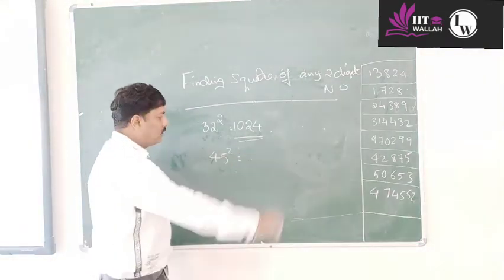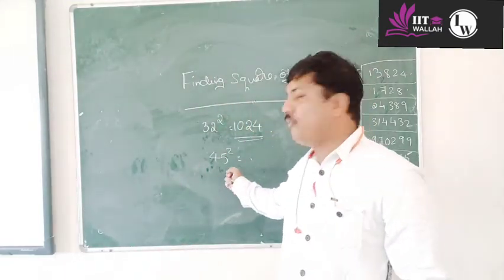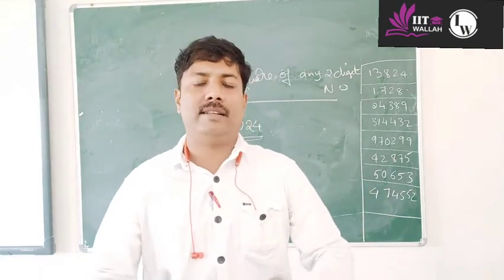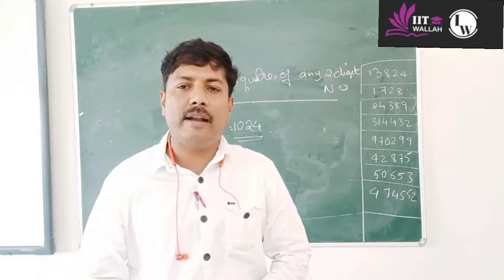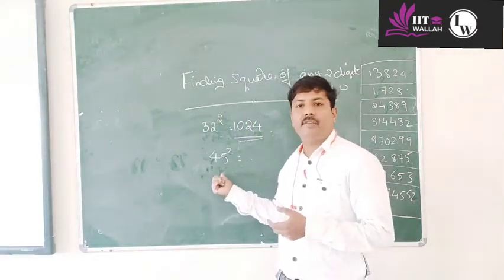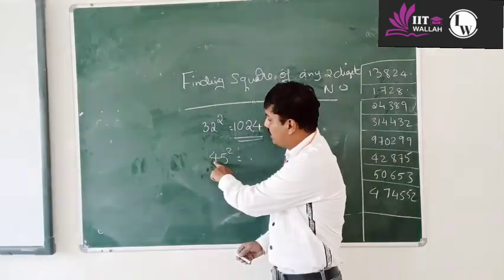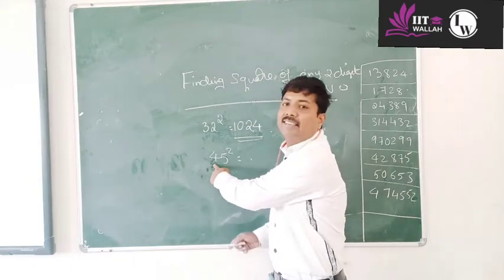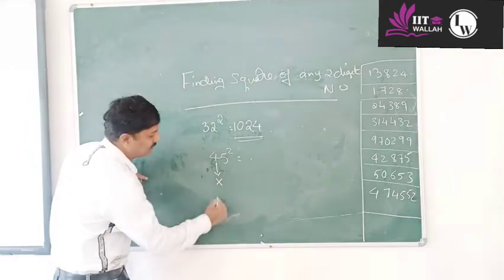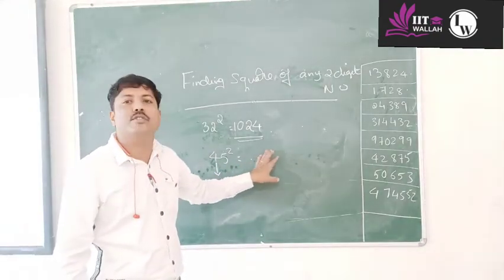45 square. Oh, here it is a special number because this number ends with 5. Any number ending with 5, to find the square of that is very easy. How can we do that? Listen carefully. Any 2 digit number ending with 5, to find the square of that, you need to multiply the first digit, that means the 4, with its successor 5. And at last, everywhere you need to write 25.